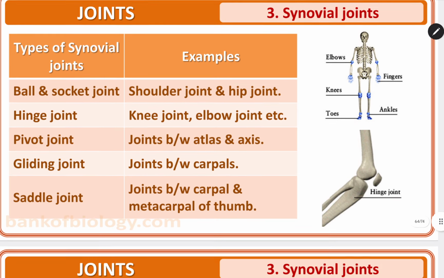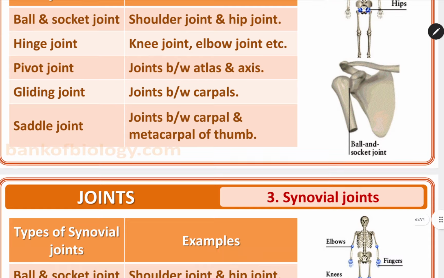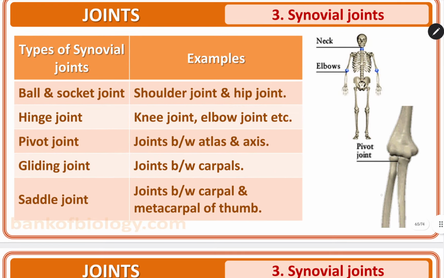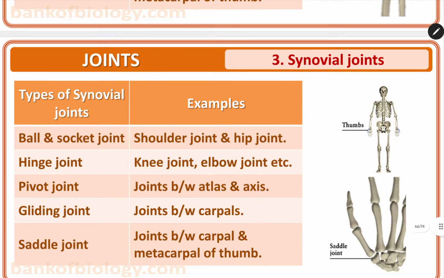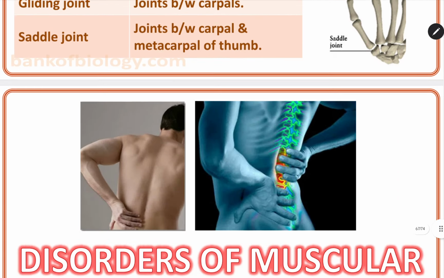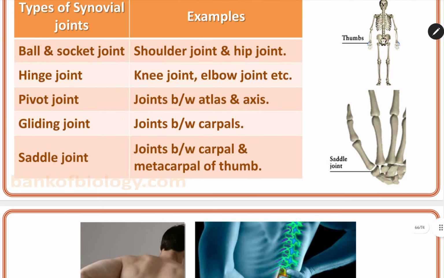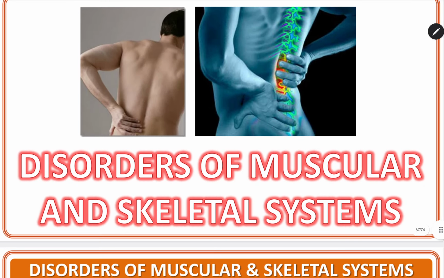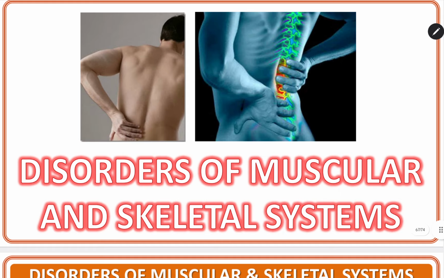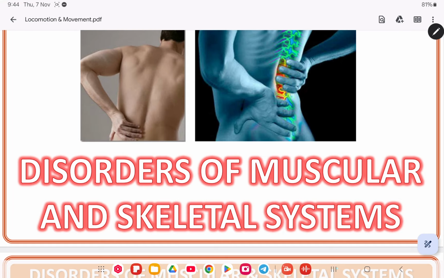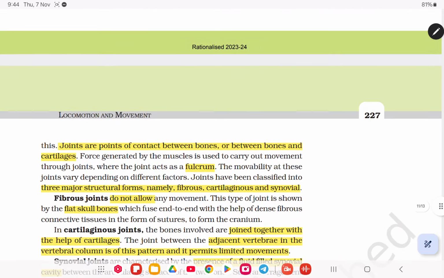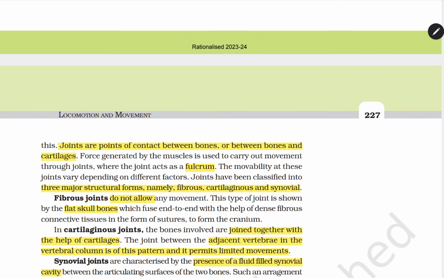So the diagrams. Here you can see ball and socket joint, hinge joint and pivot joint. Saddle joint and gliding joint found between the carpals. Now coming to disorders of muscular and skeletal system. Sure, NCERT, what it says: joints are the point of contact between the bones or between bones and cartilages.